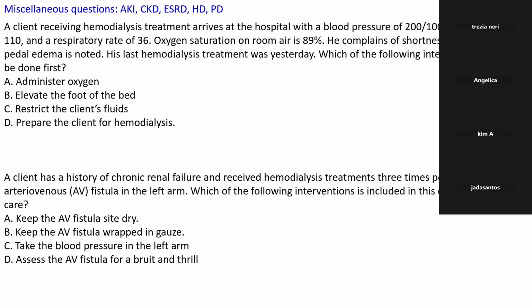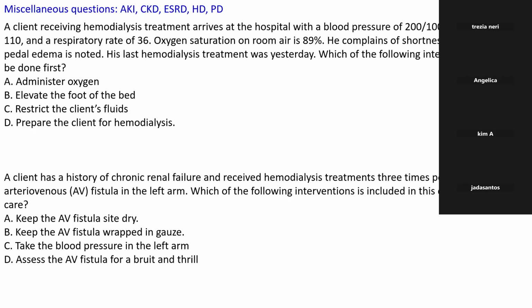A client receiving hemodialysis treatment arrives at the hospital with a blood pressure of 200 over 100, a heart rate of 110, and a respiratory rate of 36. O2 sat on room air is 89%. He complains of shortness of breath and 2 plus pedal edema is noted. His last hemodialysis treatment was yesterday. Which of the following interventions should be done first?